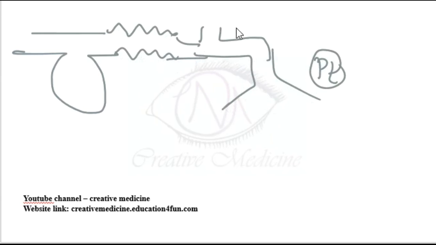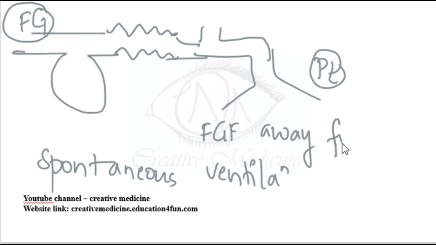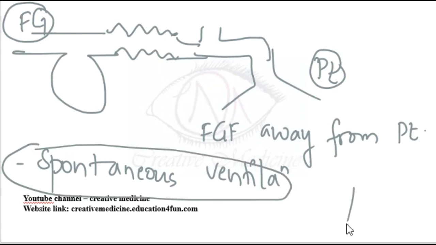So one thing is Mapleson A is the circuit of choice for spontaneous ventilation. You should remember this. Here if you see, fresh gas is away from the patient. You just remember this one thing in Mapleson A, fresh gas flow is away from the patient. That is the only important thing which you have to know in this circuit. The patient is here and fresh gas is here.